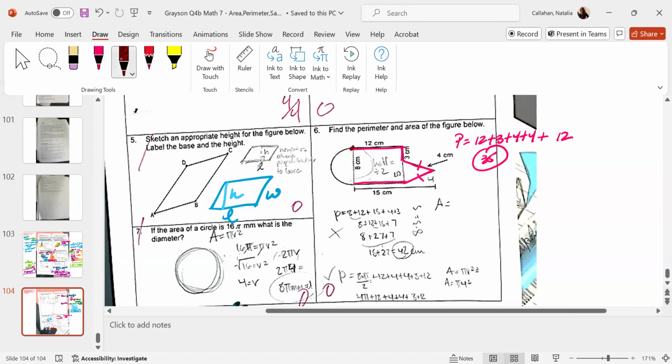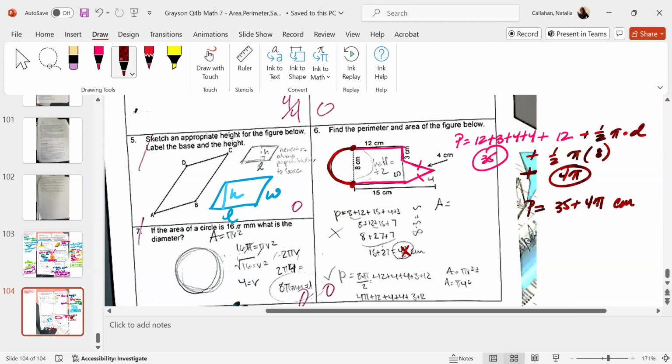Next, you need to figure out what is the circle part right here. Do you see that? Yeah. Which is a semicircle, 1/2 pi times diameter. Correct? What's the diameter? So that's 4 pi, right? So we add it together. And this is wrong because you gotta have a pi in there somewhere. Do you understand? So it's 35 plus 4 pi centimeters, and we're looking for the perimeter, so you don't need to have any squared or cubed, okay?